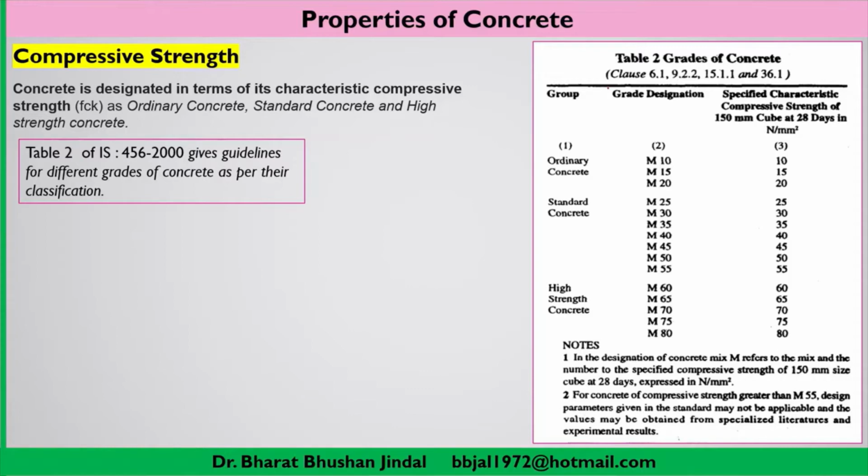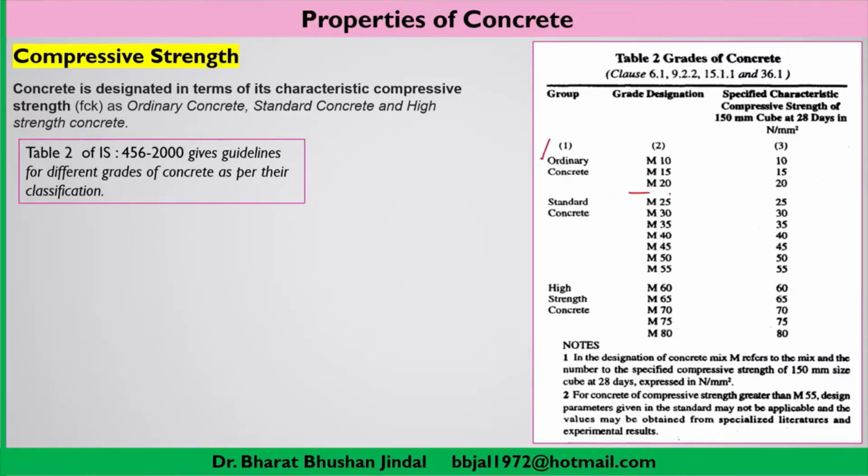In table number 2, in IS 456, grade is mentioned. So here in the first column, group, that means concrete is divided into some groups, then grade designation, then characteristic compressive strength of 150 mm cube size at 28 days in Newton per mm square, more specifically as per the guideline mentioned in IS 516. Now the very first part is ordinary concrete.